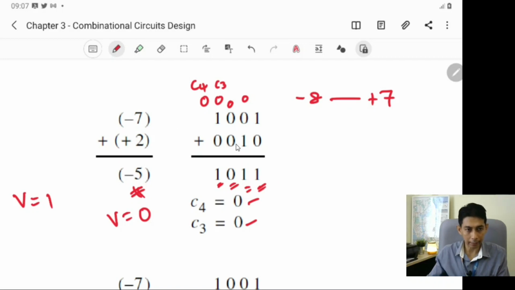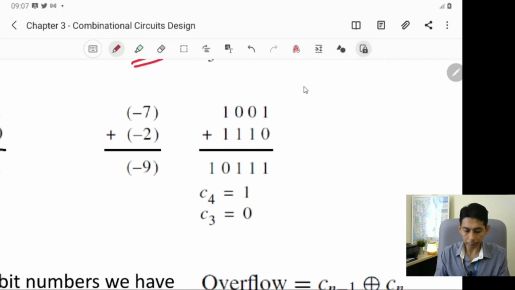Okay, for this case, look at this. Negative plus positive number, the result can be positive or negative, right? So in this case, negative, so it should be no problem. So in this case, when C3 and C4 equal to 0, we have no overflow. Now look at the third case.